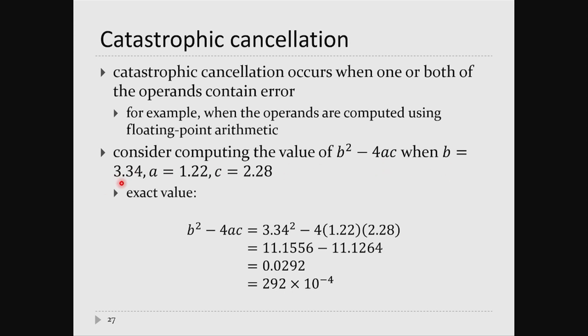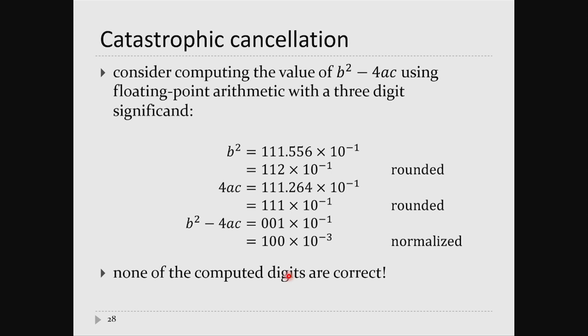So if I choose b equals 3.34, a equals 1.22, and c equals 2.28, if I compute the exact value, I get 0.0292. You just crunch through the math. There's nothing interesting here. I get that number. Now, what happens when I compute this all in floating point?